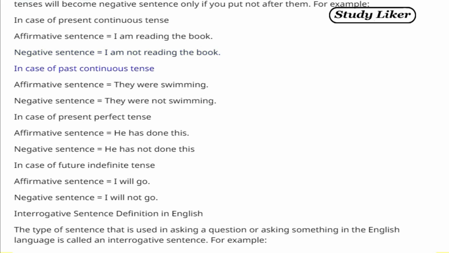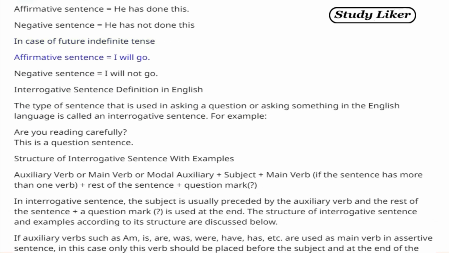In case of past continuous tense, affirmative: They were swimming. Negative: They were not swimming. In case of present perfect tense, affirmative: He has done this. Negative: He has not done this. In case of future indefinite tense, affirmative: I will go. Negative: I will not go.